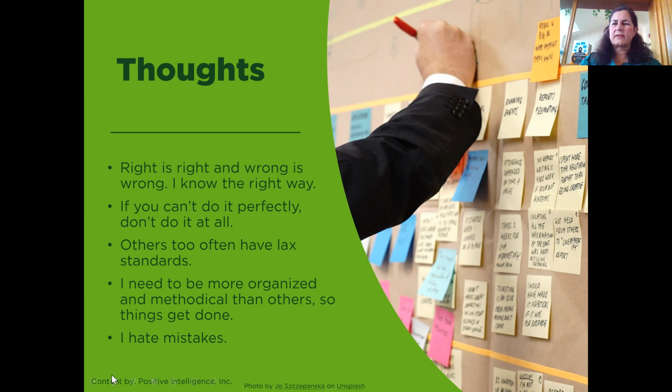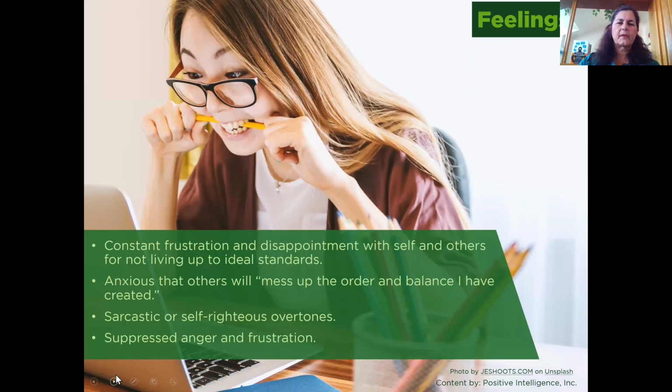The thoughts of a stickler: right is right and wrong is wrong. I know the right way, and if you can't do it perfectly, just don't do it at all. They're just exasperated with others' lack of standards. They tend to constantly feel like they need to be more organized and methodical than others so that things get done. So they don't trust anyone else to be as organized or methodical as they are. And they hate mistakes in themselves and others.